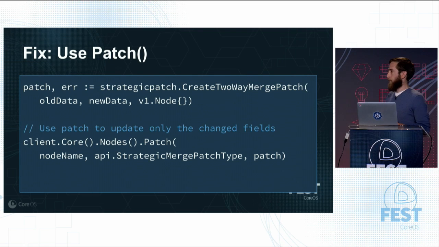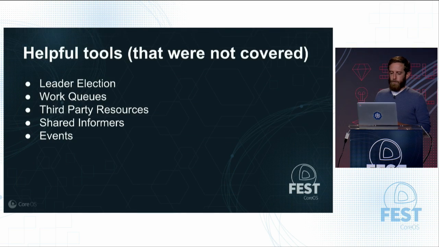To create a two-way merge patch, essentially you give it your existing object, you give it your new object with your changes, and then it computes the patch for you, and then you just use that in your client call. And that makes it safe between versions. So if you're going from 1.5 to 1.6, you're not going to inadvertently clear new fields that have been added to objects. The way that patches work inside of Kubernetes itself, I think, is worthy of its own presentation because it's actually pretty interesting. But for the sake of simple updates like this, this code is plenty sufficient.